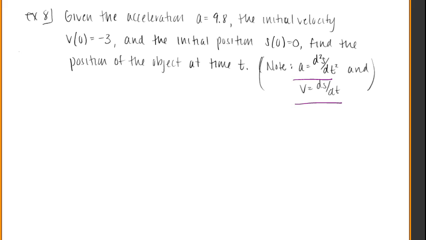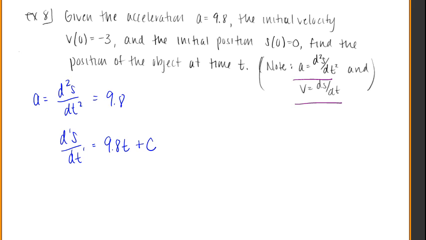We know that a is equal to d squared s, whoops, not ds, but d squared s over dt squared, okay? And all that equals 9.8. So now let's just take it down one. What would I have to take the first derivative of? So ds dt, so that I got 9.8. Well, obviously that would be 9.8t, right? So if I started right there and I took the derivative, I would just get the coefficient, which is 9.8. But always we got to add plus c.